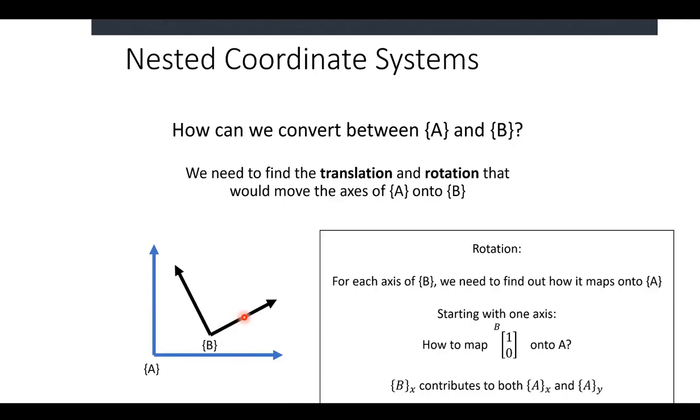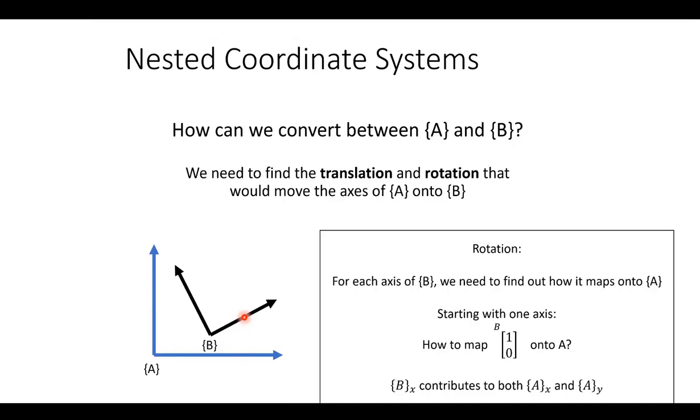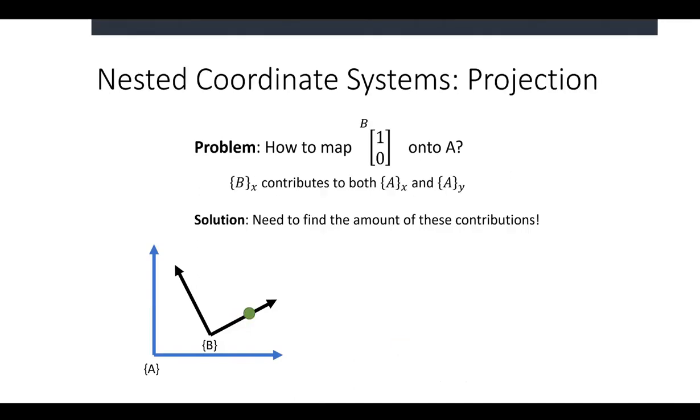Then I need to figure out how much that contributes to the x-axis of A and the y-axis of A. And we can do that by projecting. So here in green, with this dot over here, we have the point that we care about. We have to find out the amount of the contribution to each of the other axes. We can work this out through some established equation that you've had to deal with in the warm-up homework.